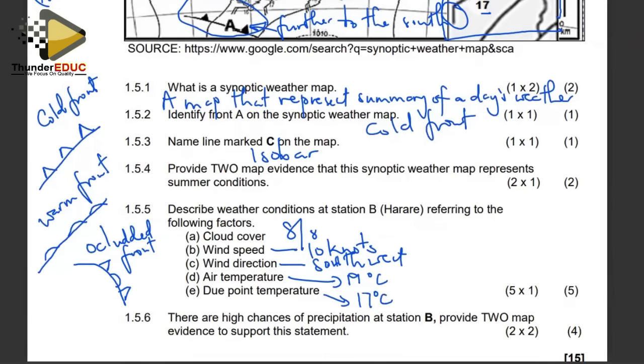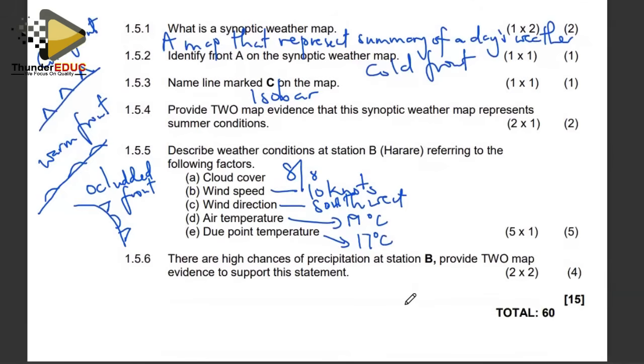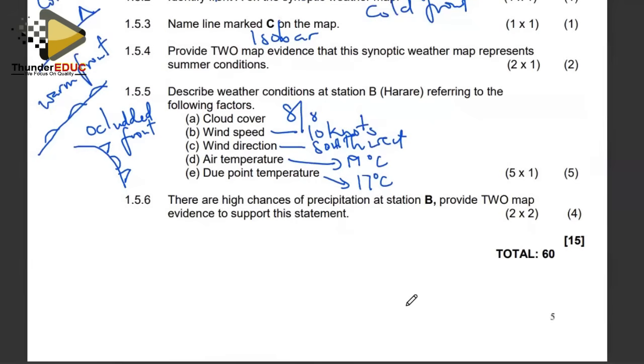Right. There are high chances of precipitation at station B, in Harare. Provide two map evidences to support this statement. Why is it that there are high chances of precipitation? Number one is the cloud cover. Overcast conditions. The sky is fully covered. That gives us evidence that it's most probably going to rain soon.